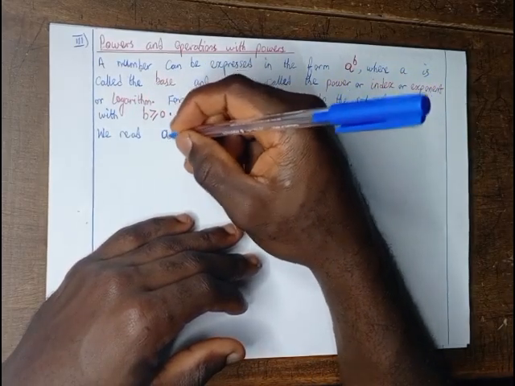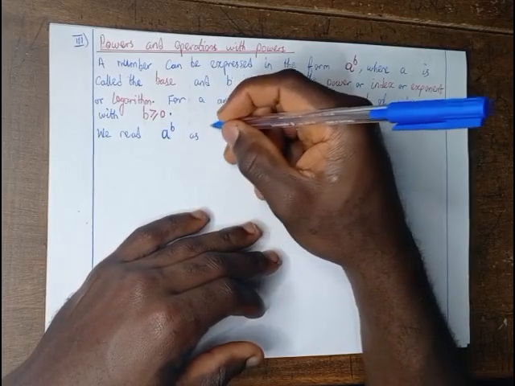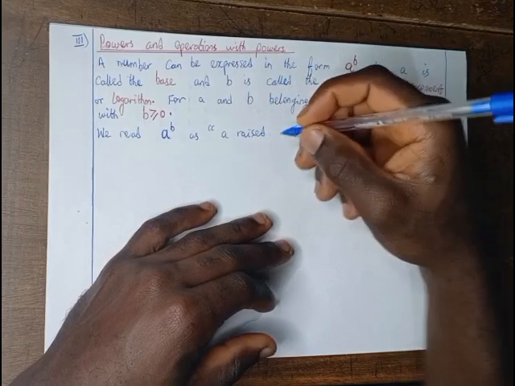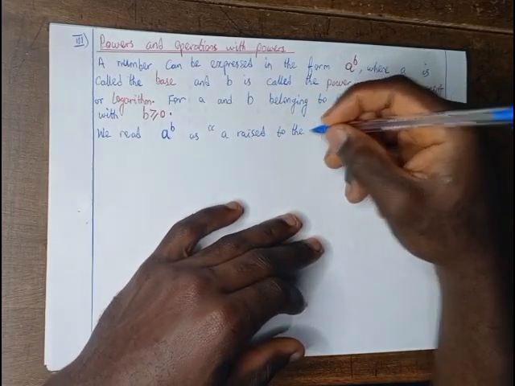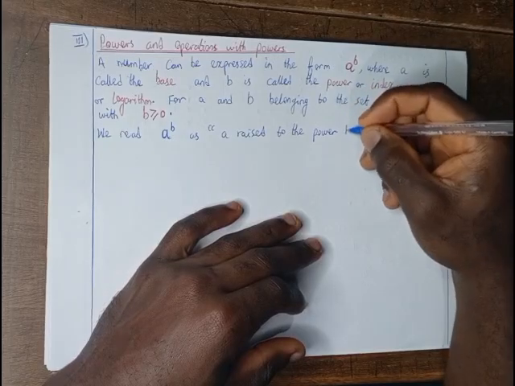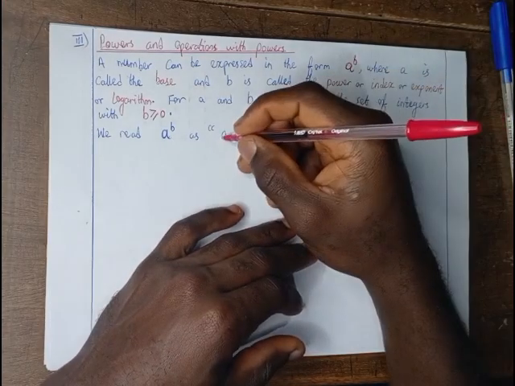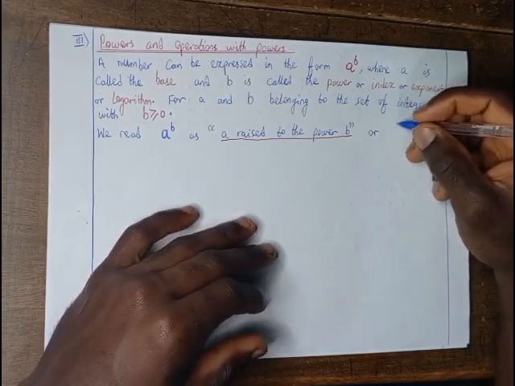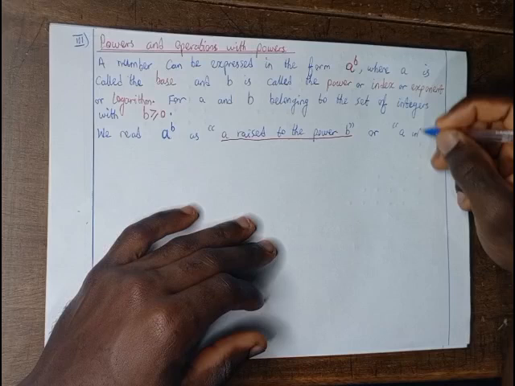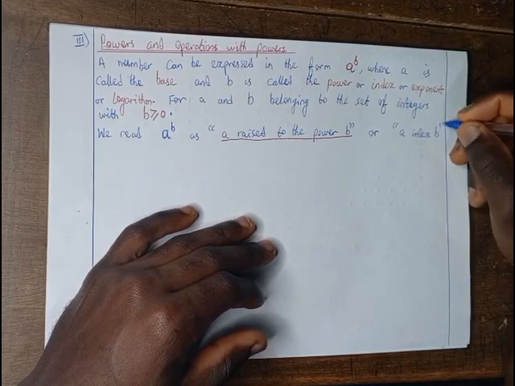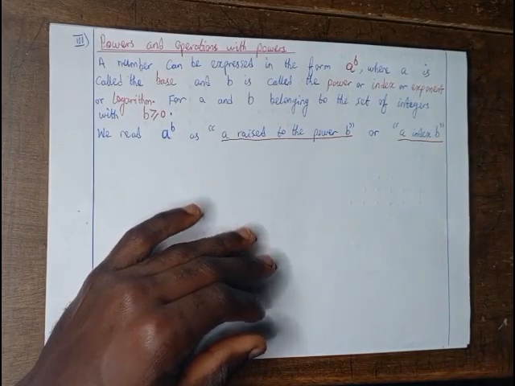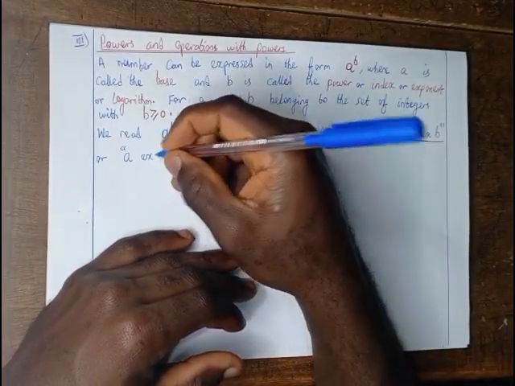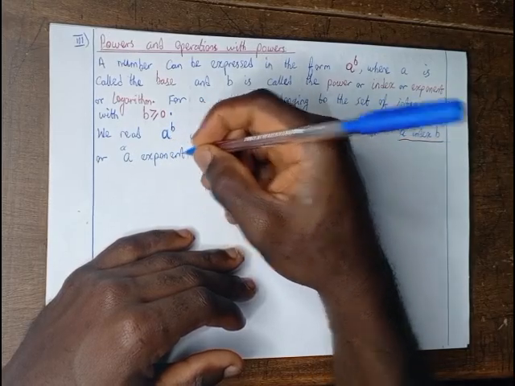We have a to the power b. We read this as a raised to the power b. I'll underline this with the red pen, it's important. Or a index b is another way of reading it, or we can read it as a exponent b.